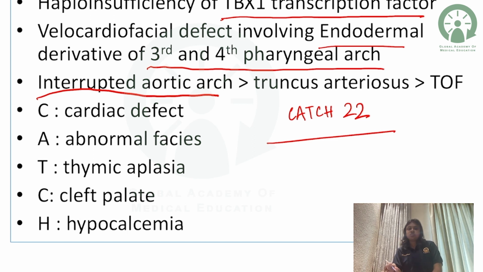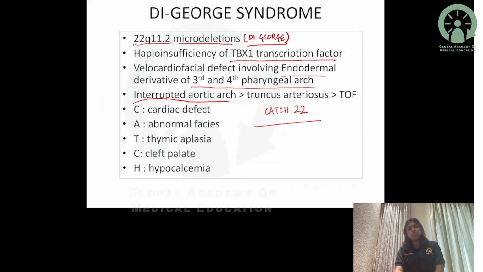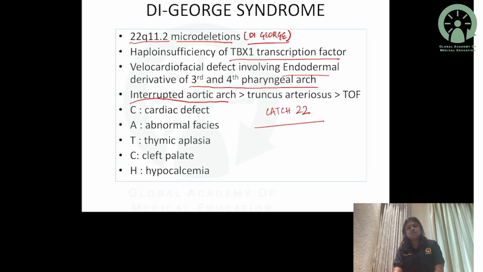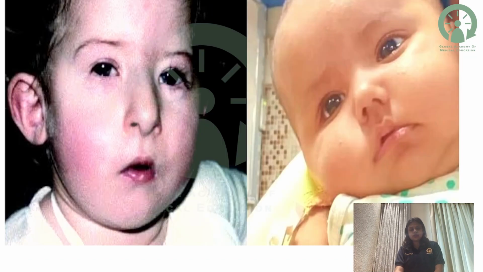So every word is important: cardiac defect, cleft palate, hypocalcemia, endodermal derivative of third and fourth pharyngeal arch, 22q11 microdeletion, and TBX1 transcription factor. So all are very, very important one-liners for your exams. And you can be given some image-based question also.